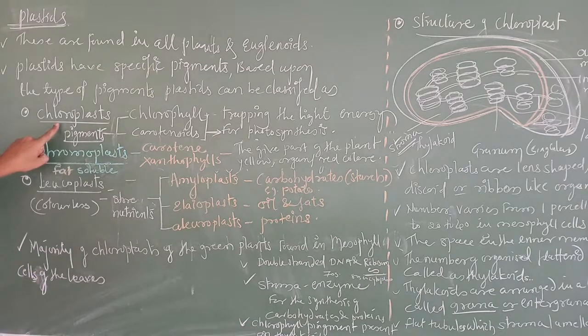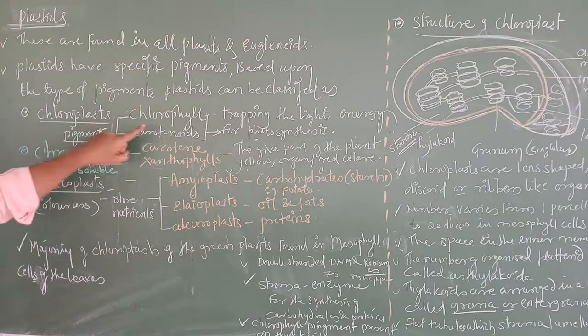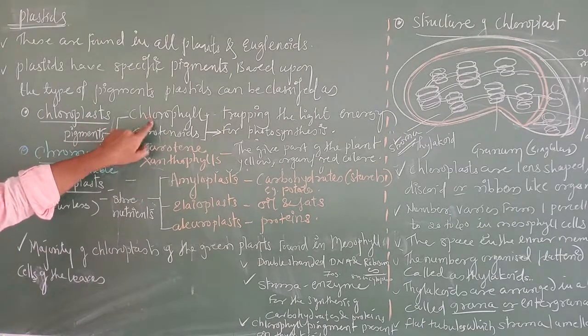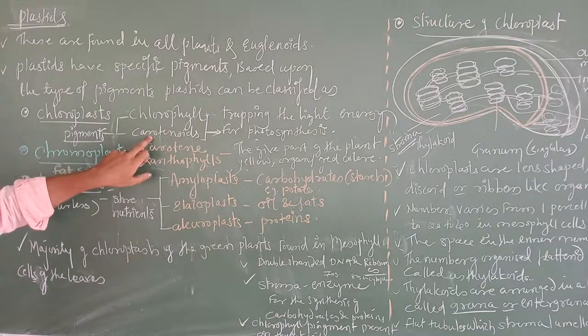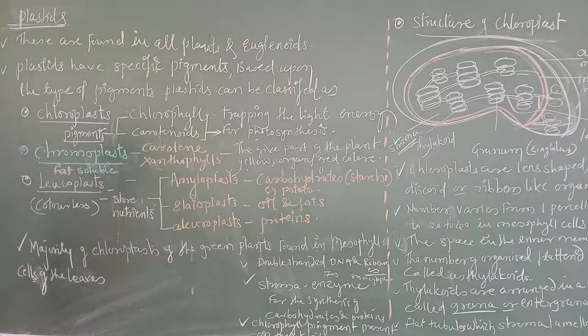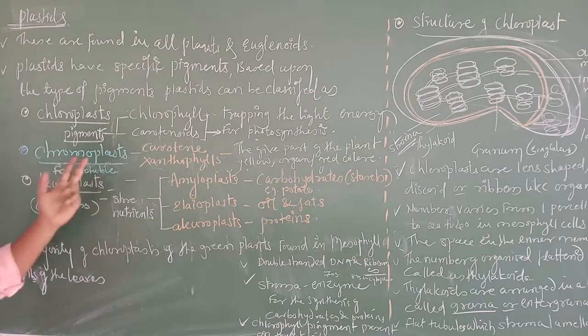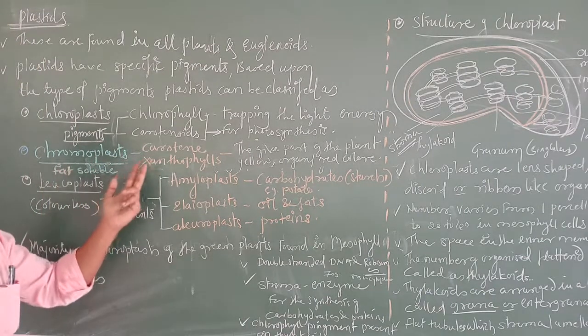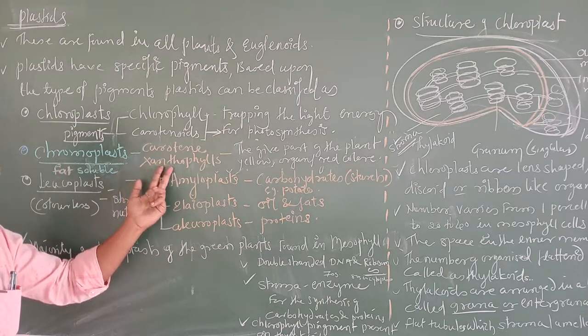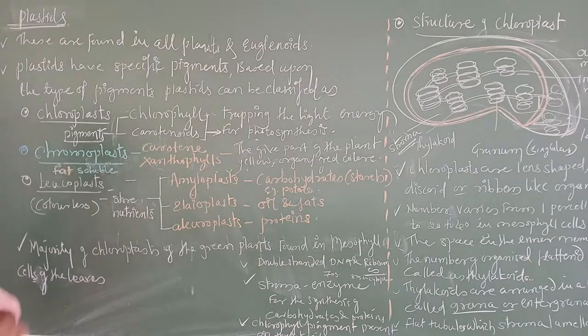Okay. In chloroplast you are going to find two pigments. What are those? One is chlorophyll and another one is carotenoids. In the chromoplast, these chromoplasts are the fat soluble plastids, and these have two pigments. Those are carotene and xanthophylls. These are like carotenoids. Carotene and xanthophylls.